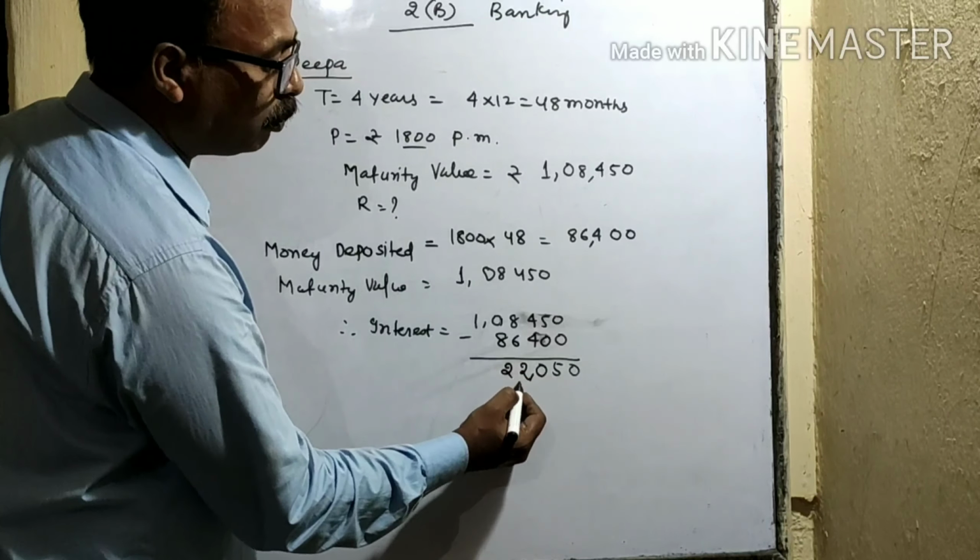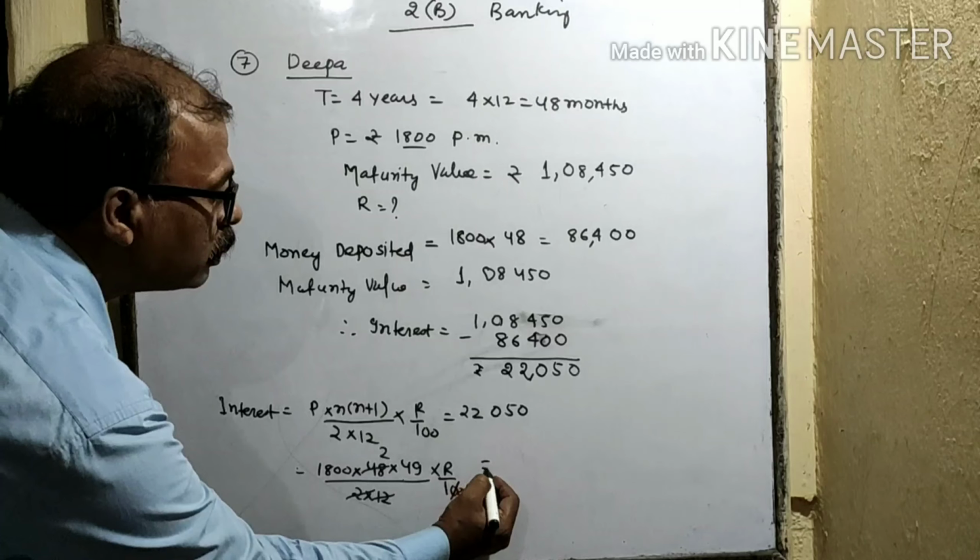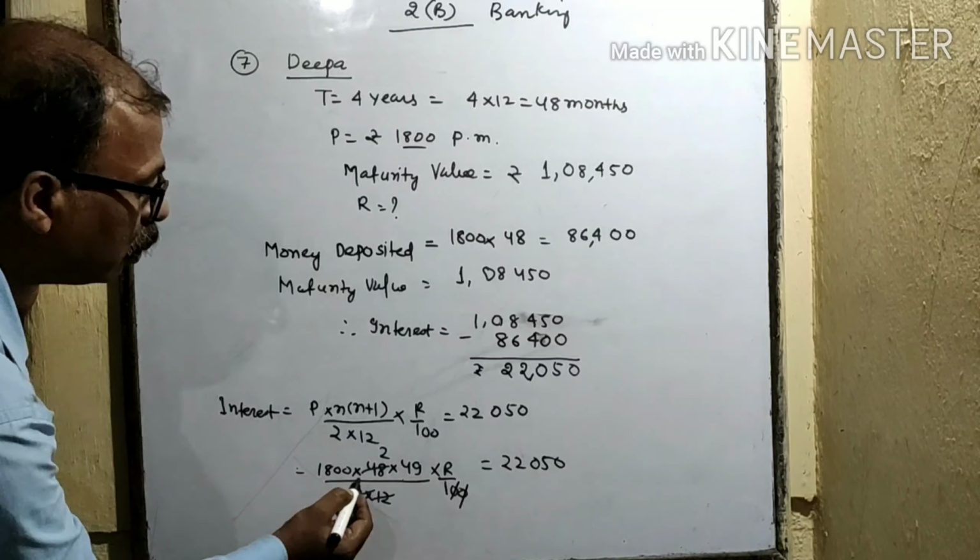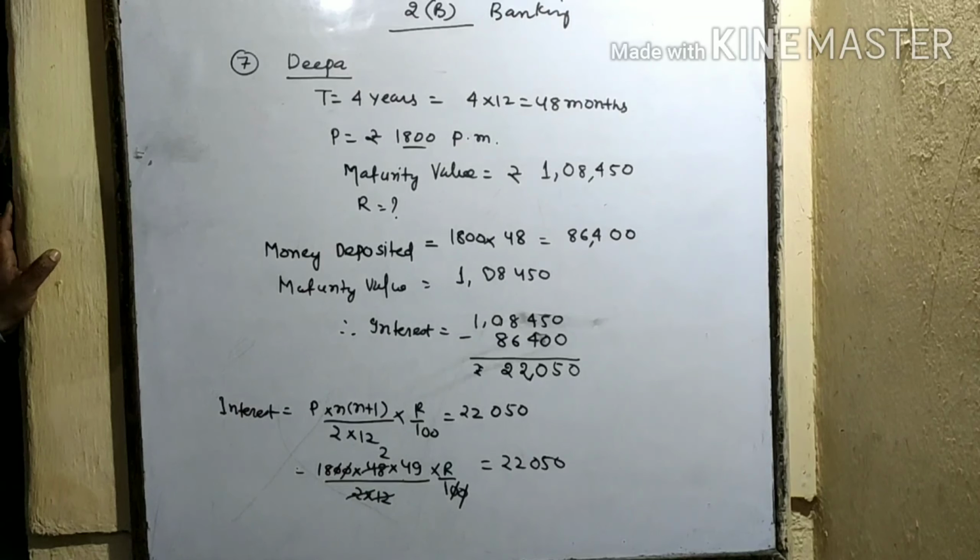Principal we already know, 1800. Number of months are 48 into 49 by 2 into 12 into R by 100. 12 to the 24 will cancel 2 times. This 20 will be cancelled by this 20. So it will be 36 into 49 into R, that is equal to 22050. Hence R will be how much? 22050 divided by 36 into 49.